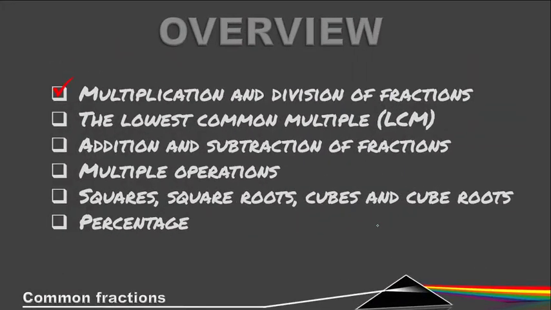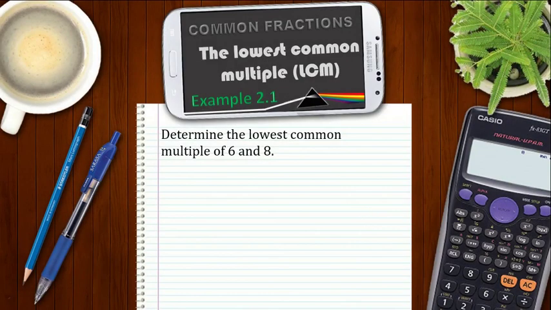Okay, so that was multiplication and division of fractions. Next we move on to lowest common multiple. Now the example says determine the lowest common multiple of 6 and 8. So these are the steps that we follow to find the lowest common multiple. We list all the numbers that we want to find the lowest common multiple of. And then we do prime factorization.